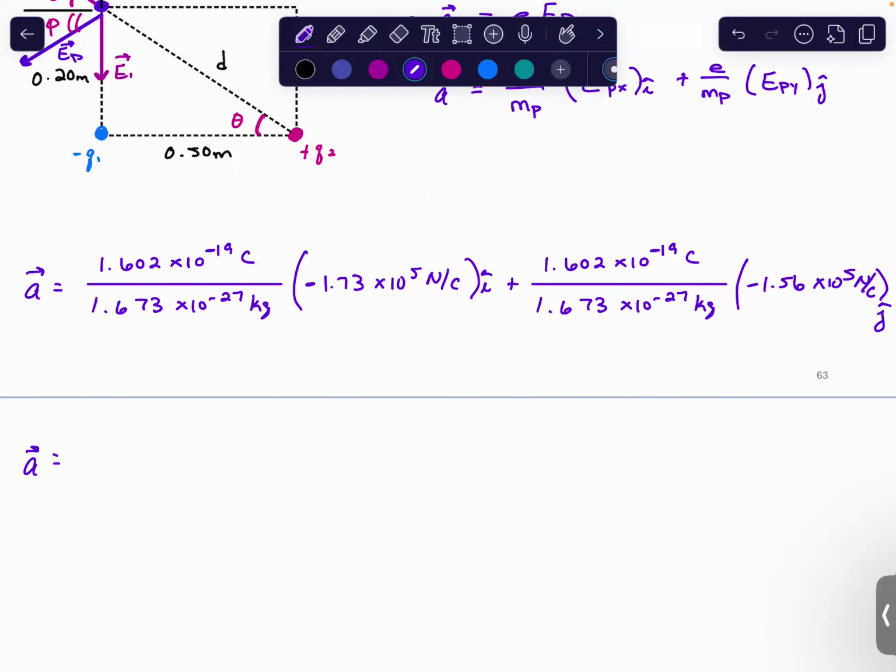My acceleration comes out to be negative 1.66 times 10 to the 13th meters per second squared. So that's my I hat component. You think you could get coulombs over kilograms times newtons over coulombs and get meters per second squared?